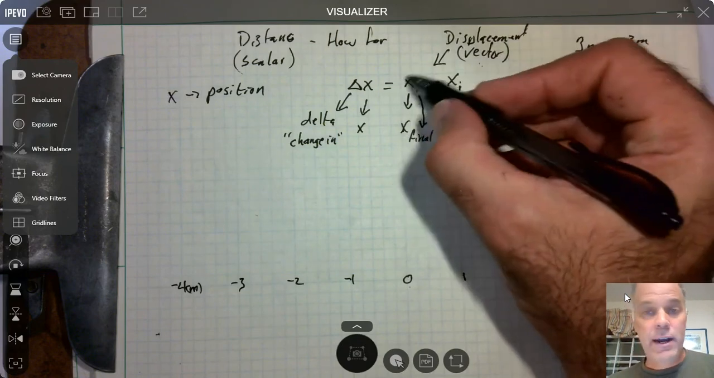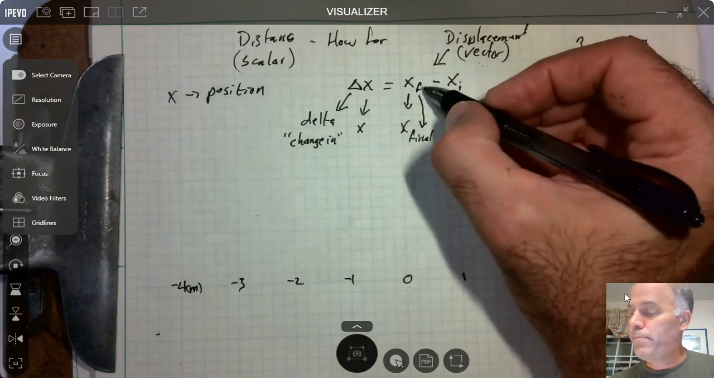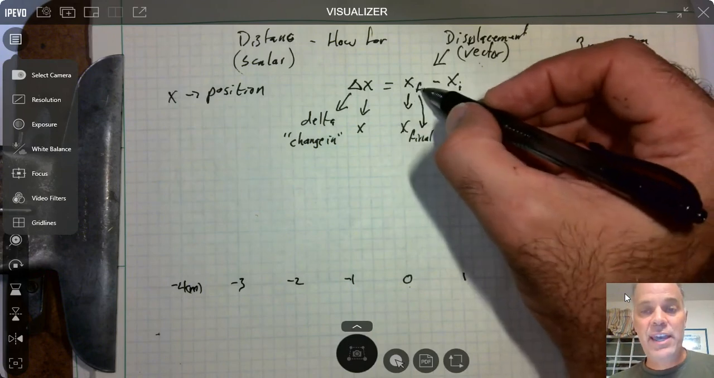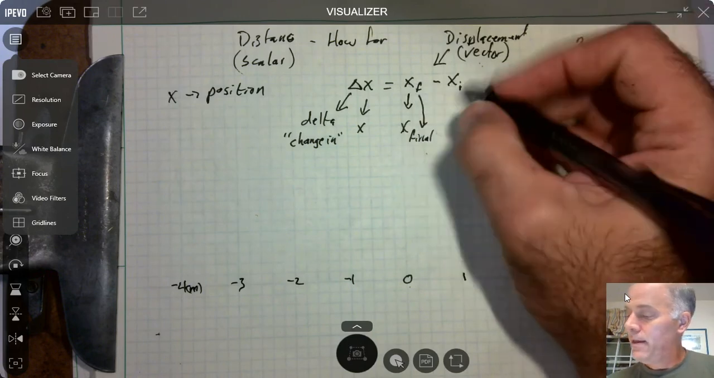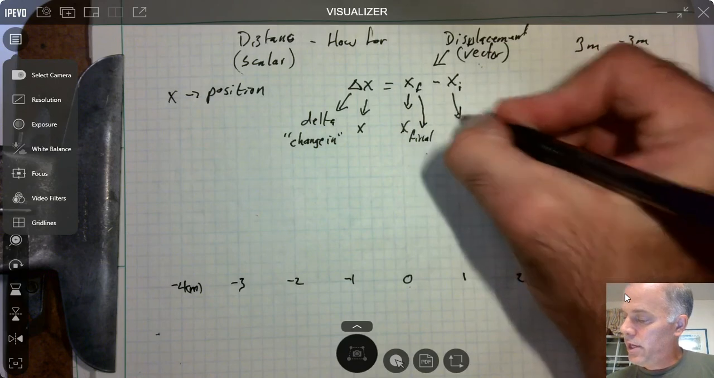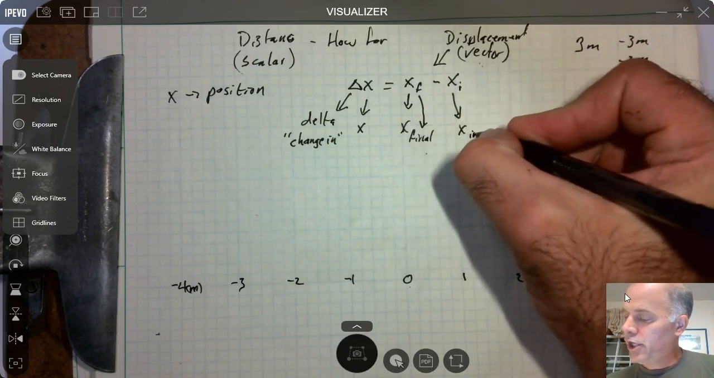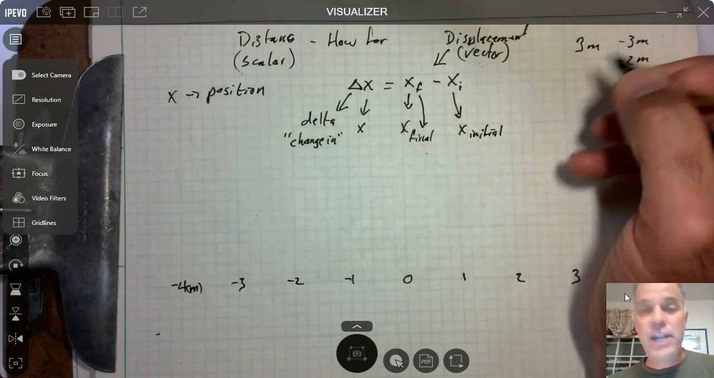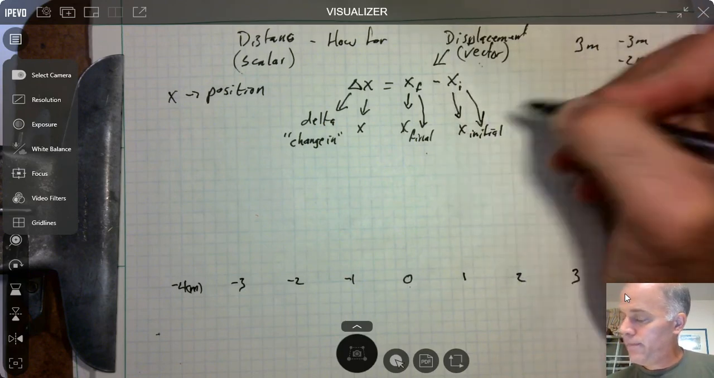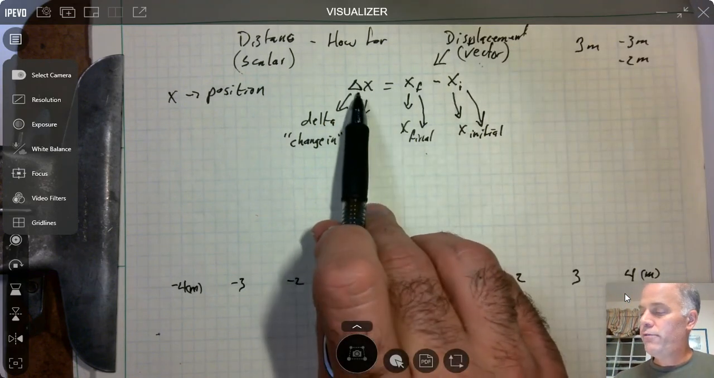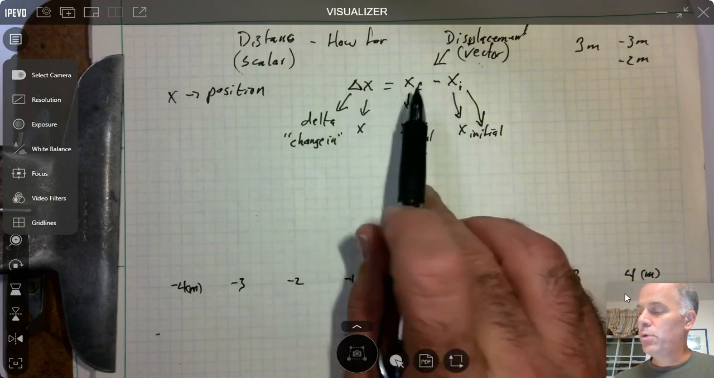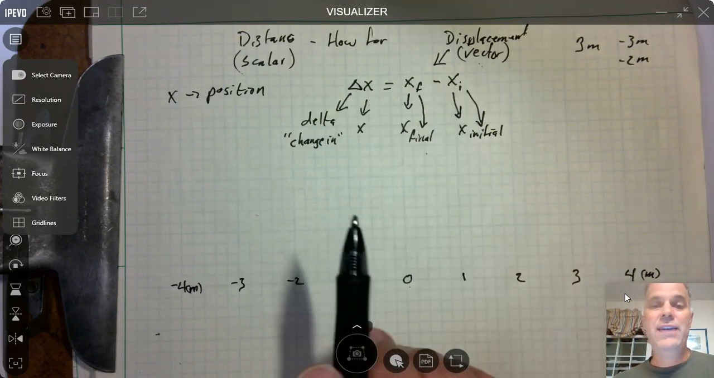So this is not two variables. It's not x times f. It's just specifying which position this is, and it is the final position. And this one is x initial, which means the initial position, the starting position. So the equation is, for the change in x, delta x is equal to the final position minus the initial position.